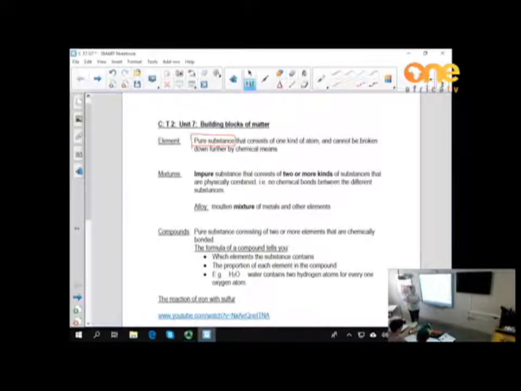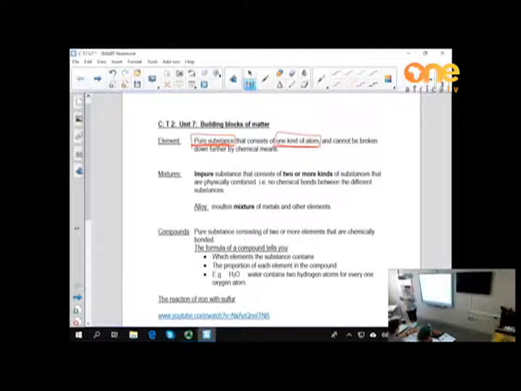All right. So elements then are pure substances that consist of one kind of atom. Remember, the atoms that we have are found on the periodic table. All right. You'll always be given a periodic table. You must just sort of know how to use it. So one kind of atom, and it cannot be broken down further by chemical means. Technically speaking, we can break an atom down. All right, but then we go to subatomic particles.